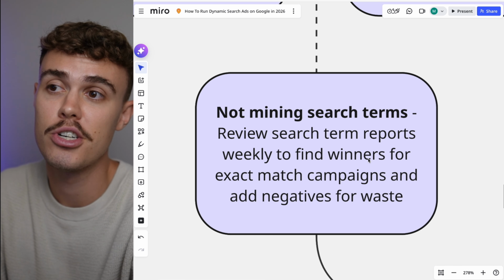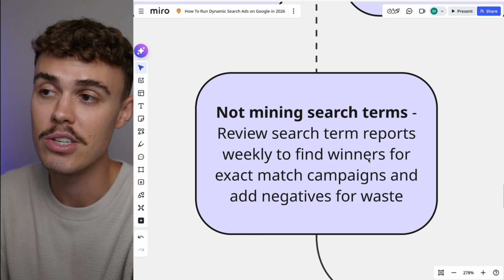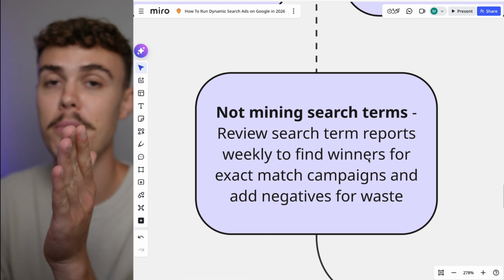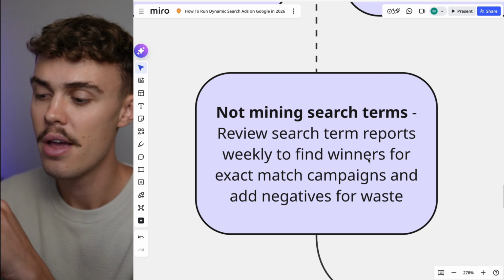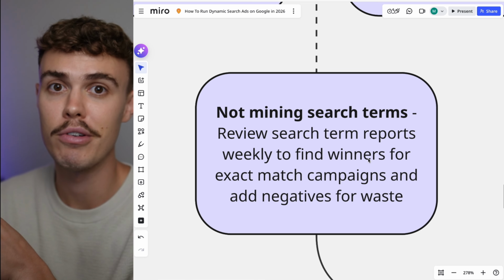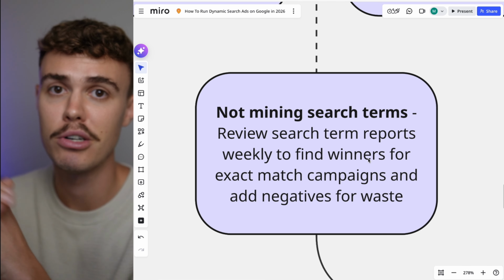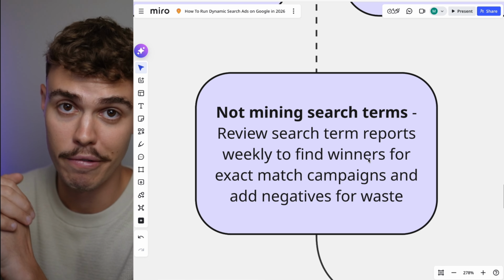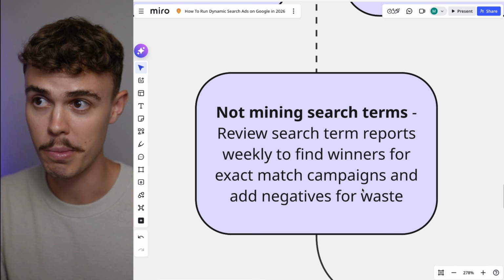So if you review your search term reports weekly to find winners for exact match campaigns and add negatives for waste, basically you can create new campaigns with exact match terms of the terms that are performing well in your DSA. You may see in your DSAs that there's a few terms that are really pumping a lot of revenue through. Pull them out, put them in their own search campaign in an exact match format. You'll likely get some pretty good performance out of them. And then also add negative keywords to prevent waste, so you don't have irrelevant traffic coming through, as we mentioned.